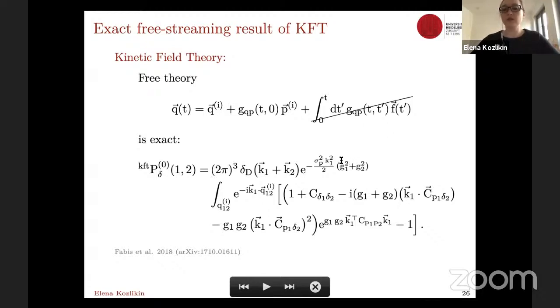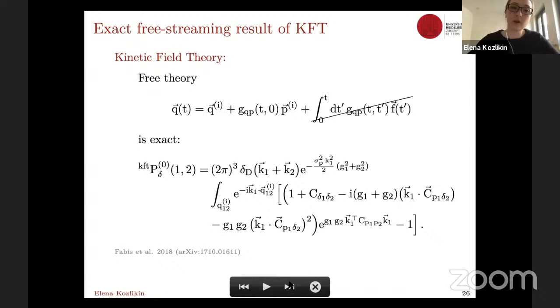The only things you need are the propagators, and these objects contain initial correlations, so this can be fully specified if we know the initial power spectrum, which, as I said, we'll usually take to be the CMB power spectrum.